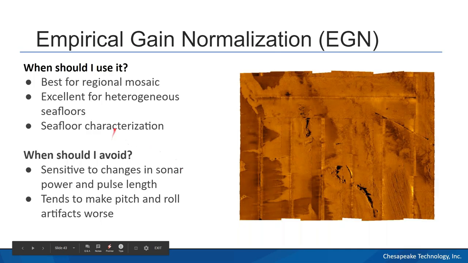So when should you use it? It's best for regional mosaics. It's excellent for heterogeneous seafloors like we're seeing here. This is the recommended algorithm if you're going to be doing C4 characterization. It does have some drawbacks. It's sensitive to changes in sonar power and pulse length. So each time you change the power or pulse length, you're changing the presentation of the seafloor. And EGN wants you to hold that stuff steady.